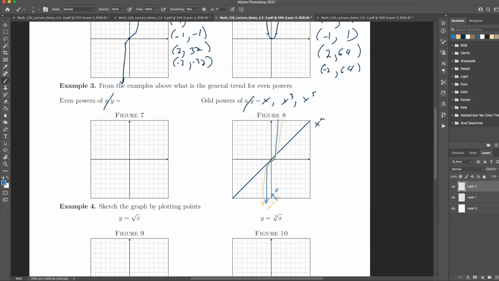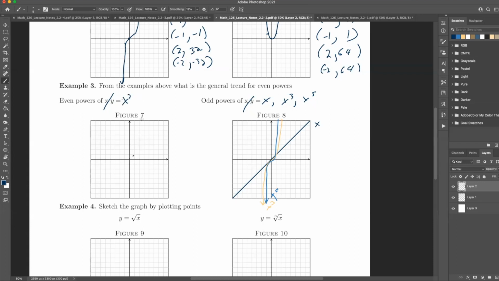X to the 5th. And so it just gets a little bit sharper and sharper and sharper. Well, oops, I wrote x squared, but I didn't want to square. Well, x here, what's that? It's the same thing with the even power. So we have x squared.